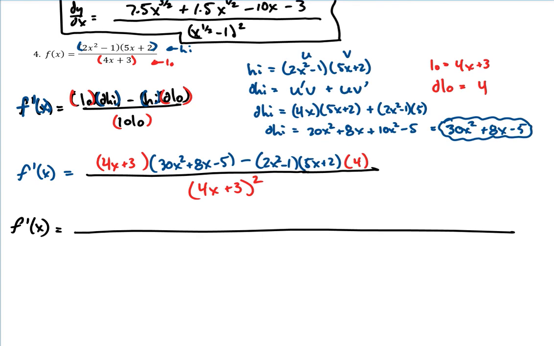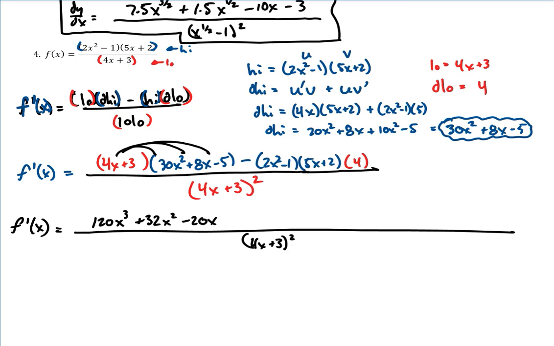Okay, so I'm going to do an extra long fraction bar. And then let's just go ahead and take care of the bottom. 4x plus 3 squared is ready. Okay, so I need to distribute a lot of stuff. On this one, this 4x is going to multiply all three of those terms. So we've got 4 times 30 is 120x, and x squared is x cubed. Then 4x times 8x would be positive 32x squared. And then 4x times negative 5 would be minus 20x.